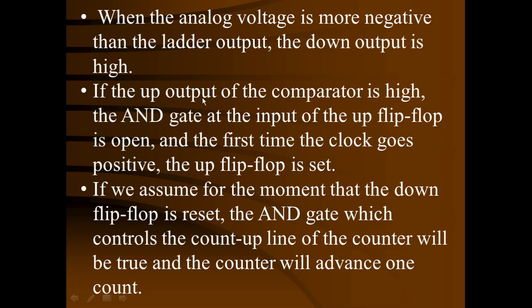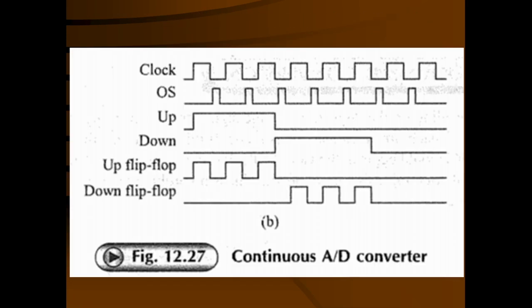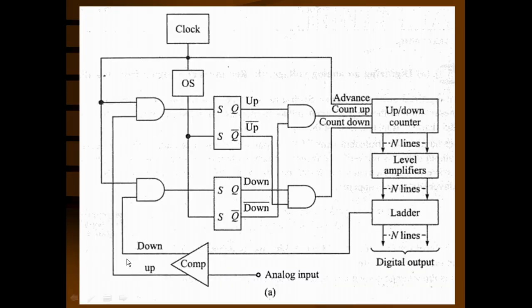If the up output of the comparator is high, the AND gate at the input of the up flip-flop is open, and the first time the clock goes positive, the up flip-flop is going to be set. So whatever we have discussed, you understand this thing. You can see this.